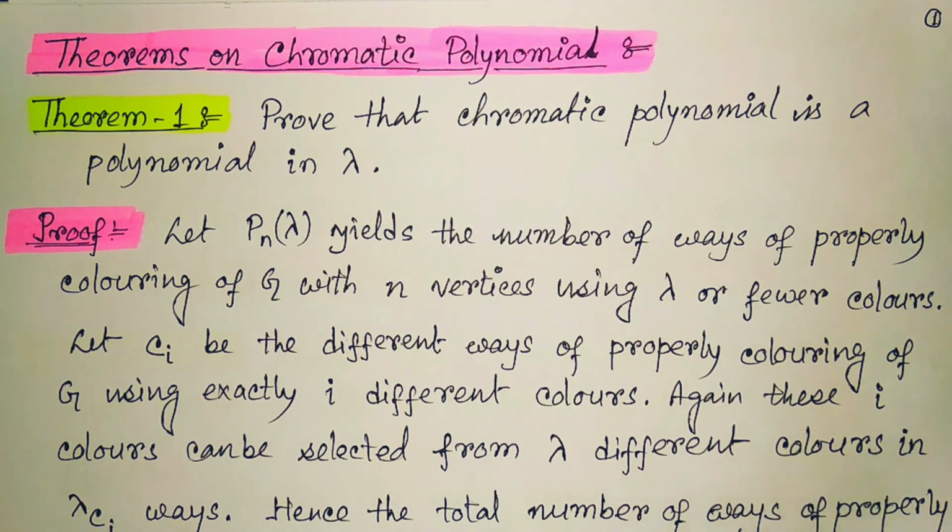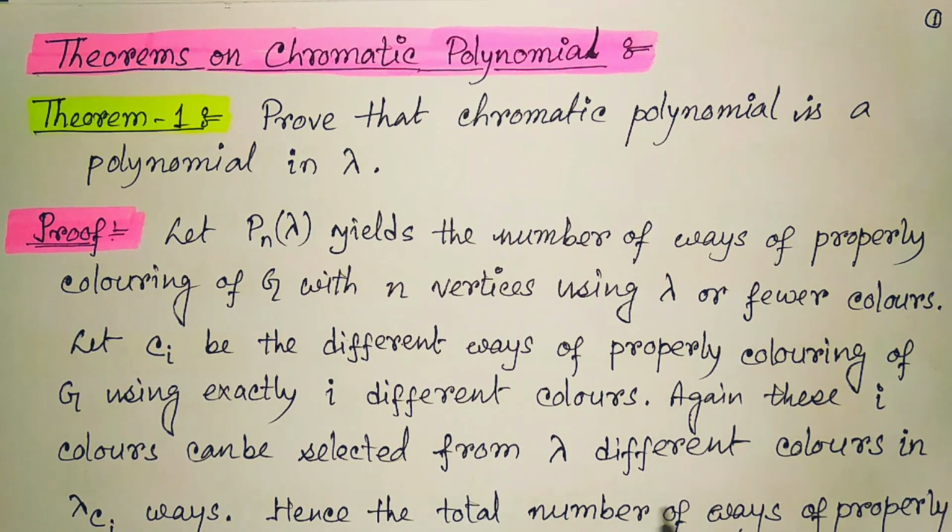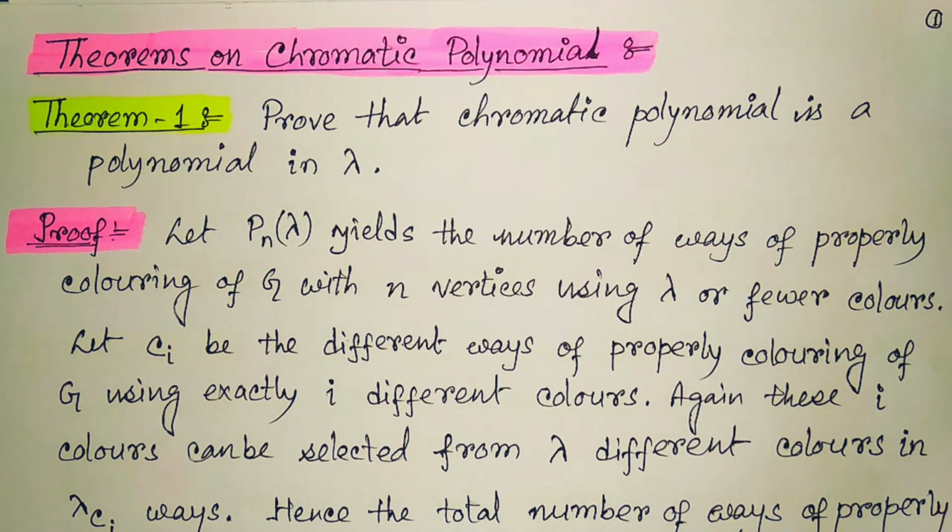Again, these i colors can be selected from lambda different colors. A total of lambda colors are there, and from there we have chosen the i different colors. i may be 1, 2, 3, 4, anything up to lambda. It will definitely not be 0, because coloring a graph requires at least one color.